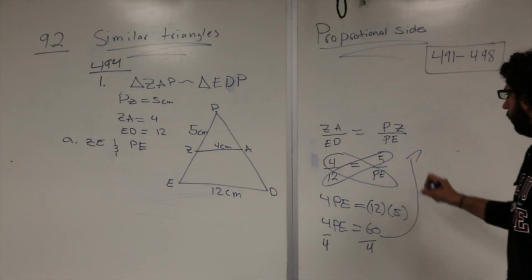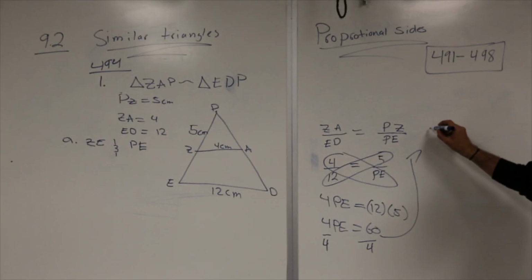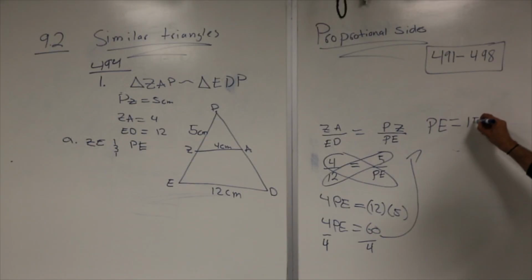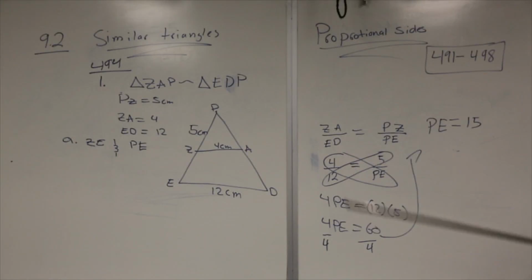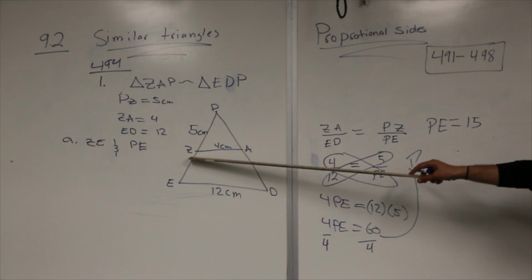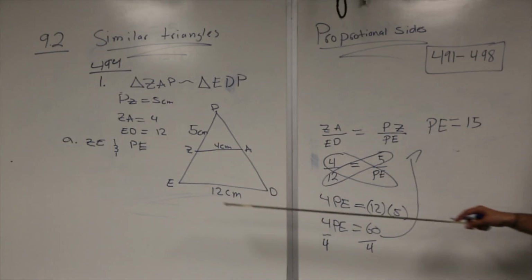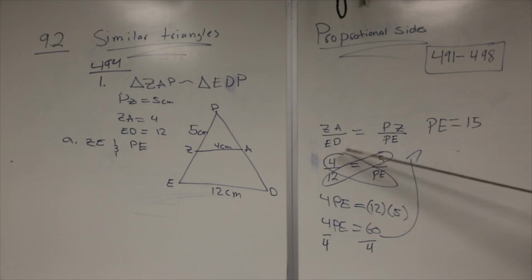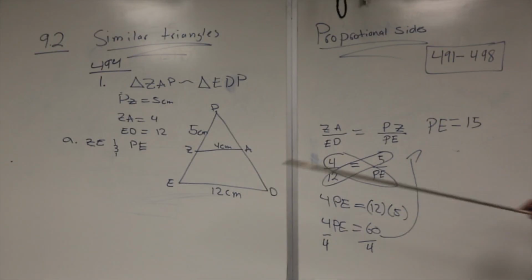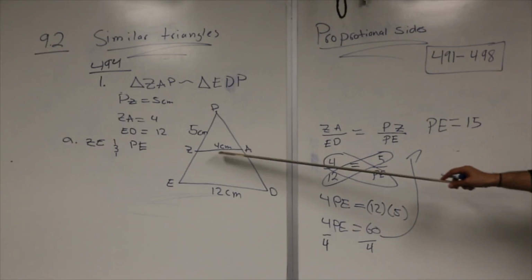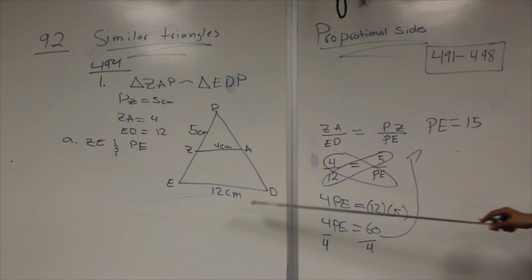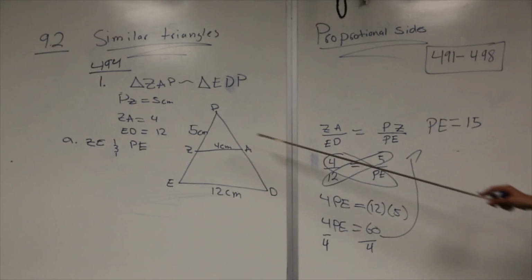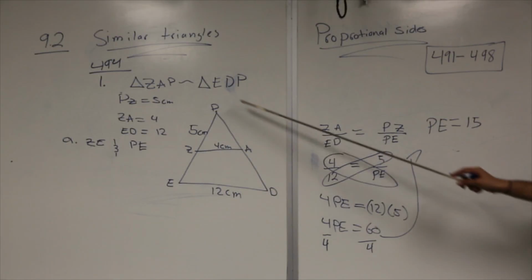I'm going to move this over here so you can see it better. So now we got PE is equal to 15. Okay, so 60 divided by 4 is 15. Now what happened here is I basically put the proportional sides. ZA is proportional to ED. So I put it there. Which is equal to PZ and PE. And then I replaced them with their numeric values. 4, 12 is equal to PZ, which is 5, and then we don't know what PE is.